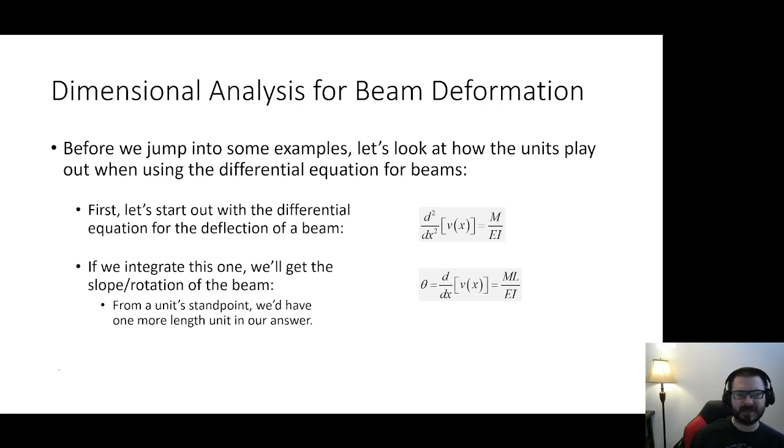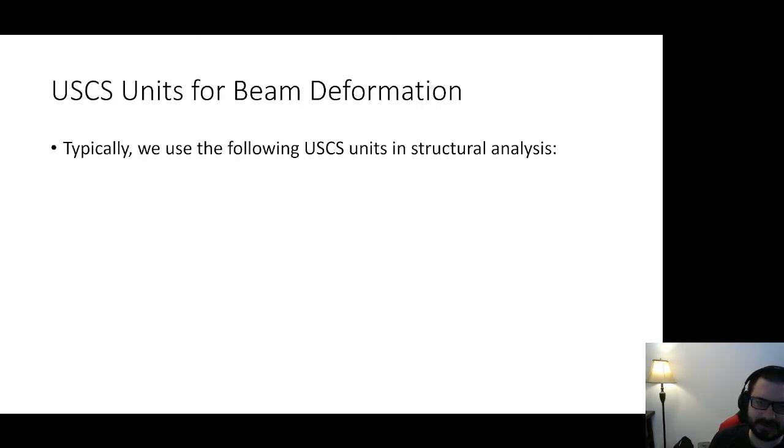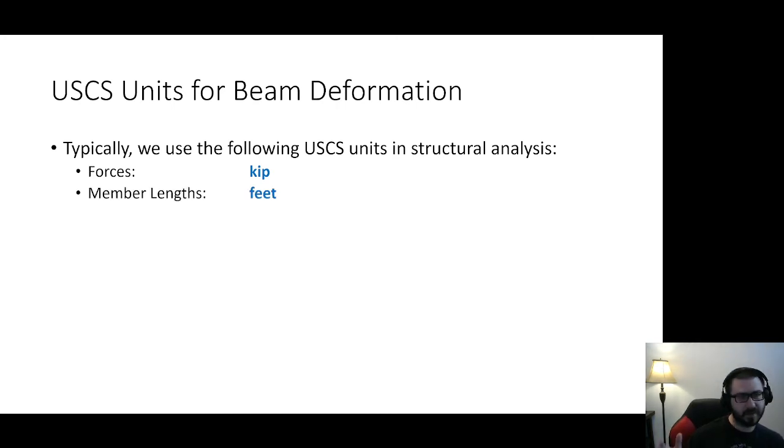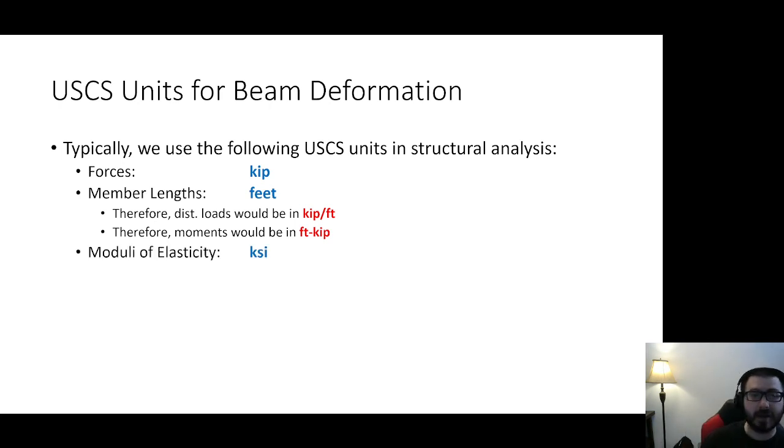So slopes, if we just look at it from a units perspective, are going to be moments times lengths over EI. And then deflections are going to be ML squared over EI. And again, this is just a dimensional analysis, just looking at units. Well, let's go back to our units that we're using for the USCS system. So forces are in kips. Member lengths are in feet. So that means that distributed loads would be in kips per foot. Moments would be in foot kips. But modulus of elasticity is in KSI, and moments of inertia are in inches to the fourth.